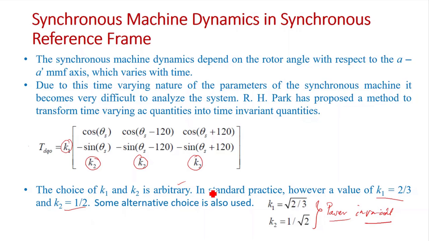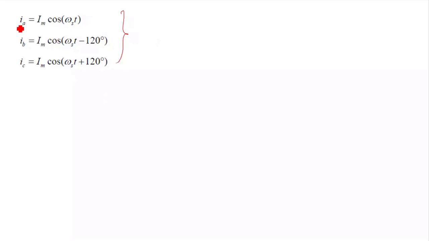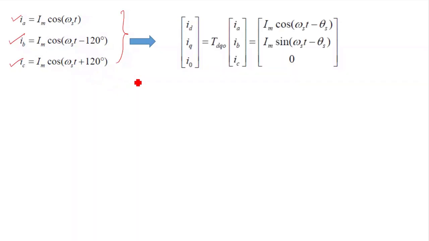If we choose K1 equal to 2 by 3 and K2 equal to 1 by 2, let us see what happens to a three-phase current. Let us consider a time-varying three-phase current: Ia equal to Im cos omega st, Ib equal to Im cos of omega st minus 120, Ic equal to Im cos of omega st plus 120. Now your ID, IQ, IO will become, after multiplication with the TdQO matrix, Im cos of omega st minus theta s, Im sin of omega st minus theta s, and IO will become 0.